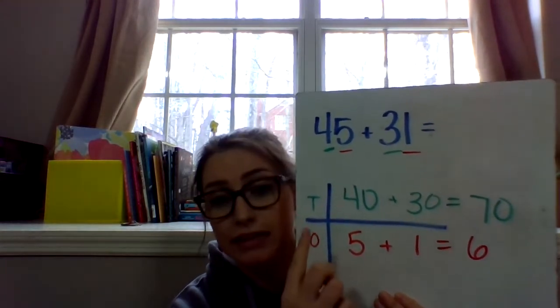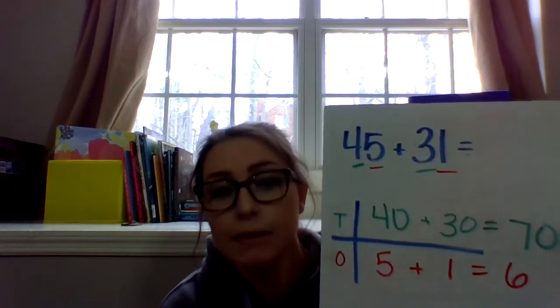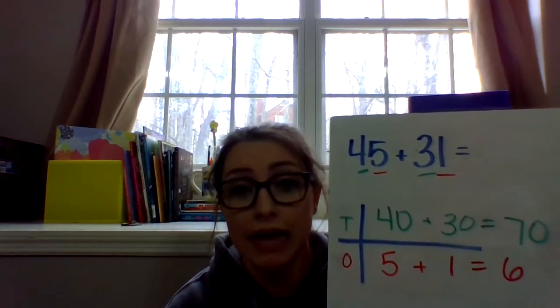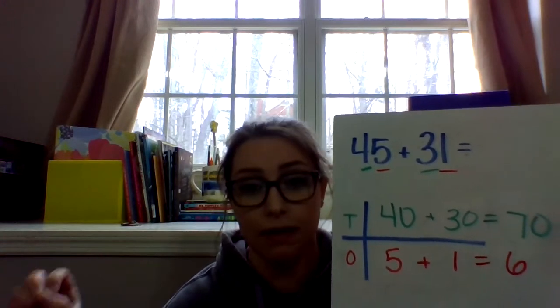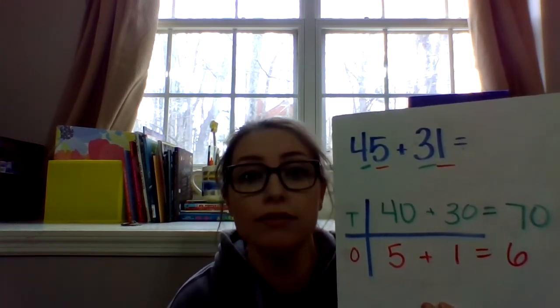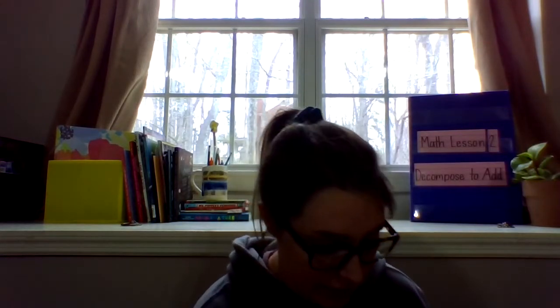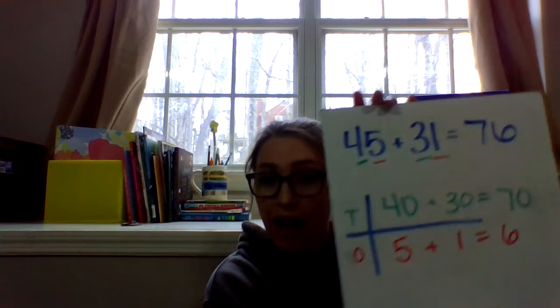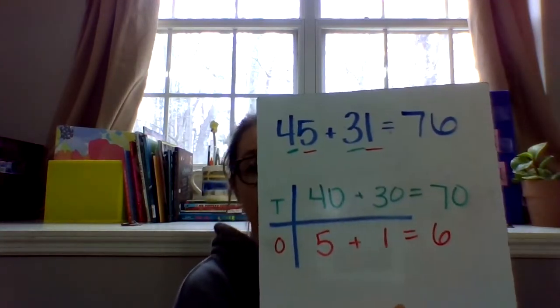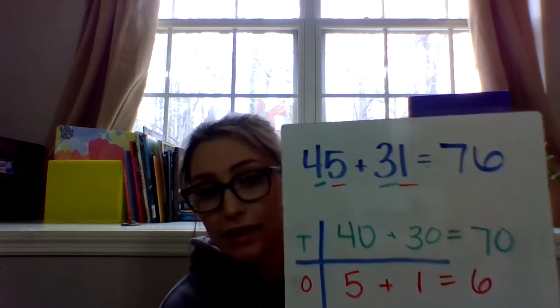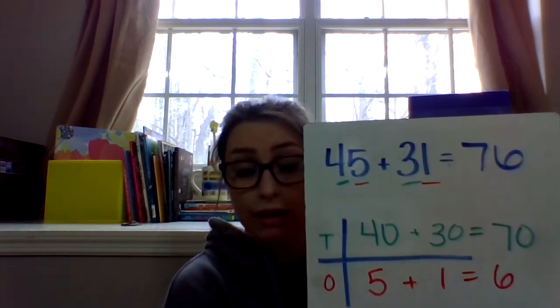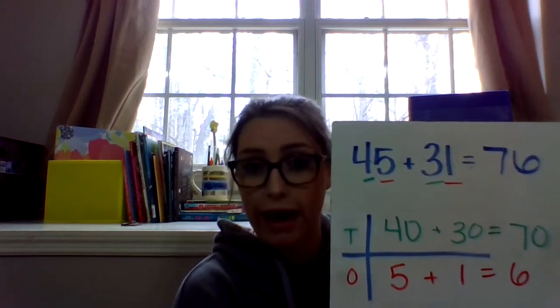We know that the 70 is going to show up in the tens place because 70 equals 7 groups of 10. It needs to be in the tens place. And we know that the 6 is going to show up in the ones place because it is just 6 ones put together. So when I write the number 76, I will have my answer. Ta-da! So now we know that 45 plus 31 is 76. And the method that we used, the strategy that we used, is decomposing to add. Decomposing to add.